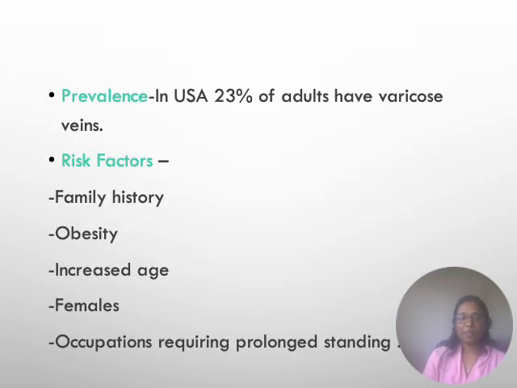The prevalence of varicose veins in the USA is 23%. And if we add spider veins or reticular veins, which are the milder forms of varicose veins, the prevalence will increase much more.